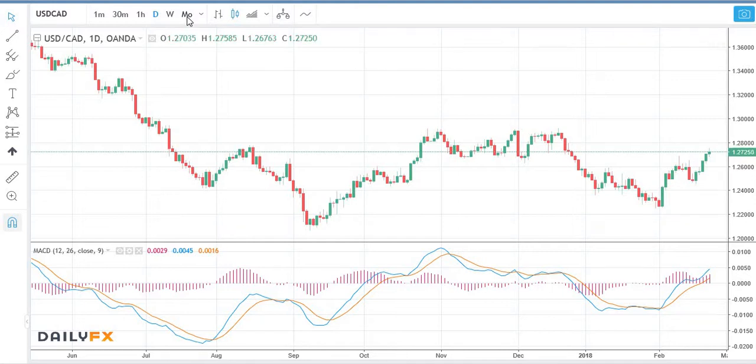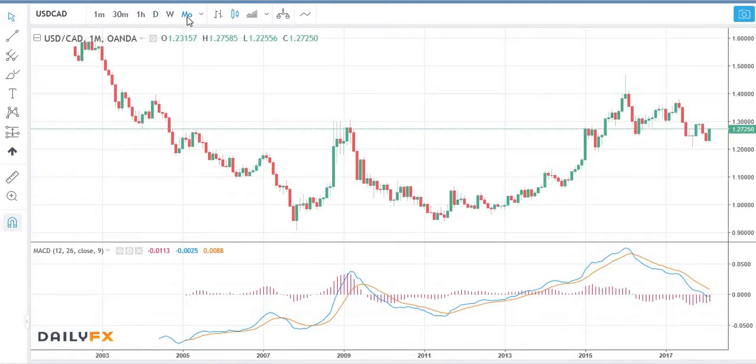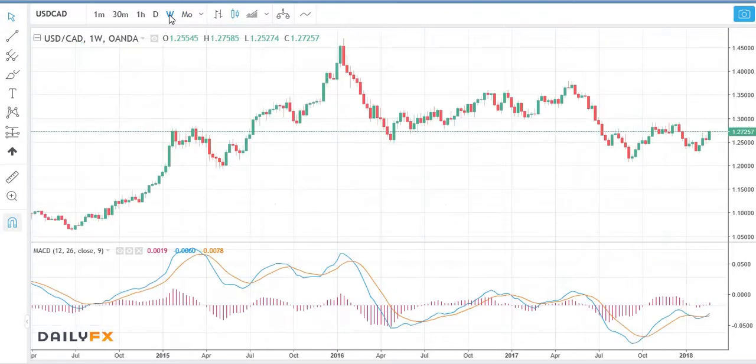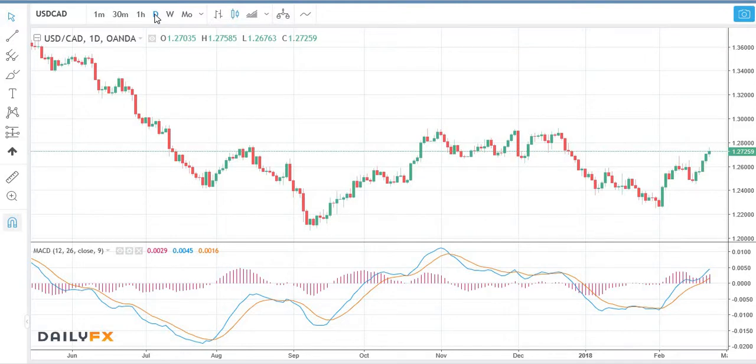I mean, if I'm looking over here on the monthly chart, I'm seeing that it's still above the zero line. I'm looking at the weekly chart, I'm seeing it's below the zero line. And then I'm looking at the daily chart, and I'm seeing that it's above the zero line. Personally, I don't trade off the weekly charts. I mean, I do use those for directions, and I use the monthly charts for directions.